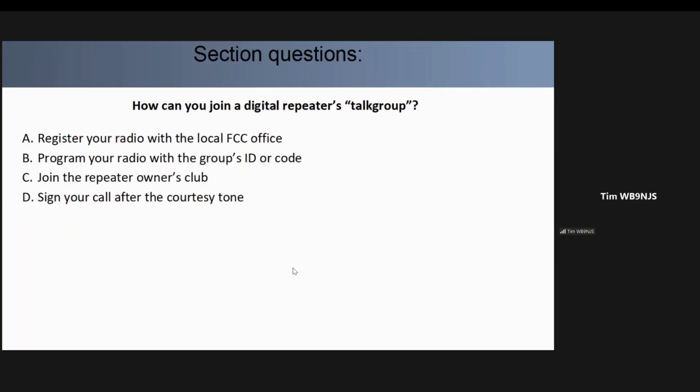How do you join a digital repeater's talk group? Well, you don't register with the FCC office, I'll guarantee you. You don't have to join the repeater owner's club. All you need to do is program your radio with the group's ID or code, and that information should be readily available.